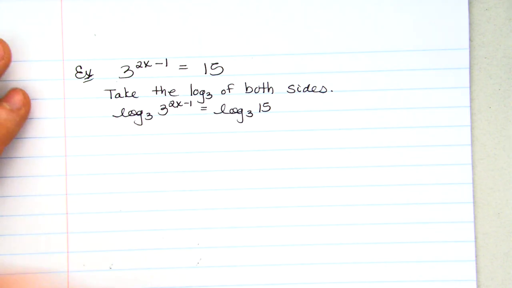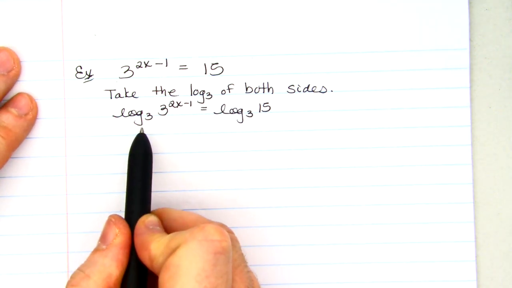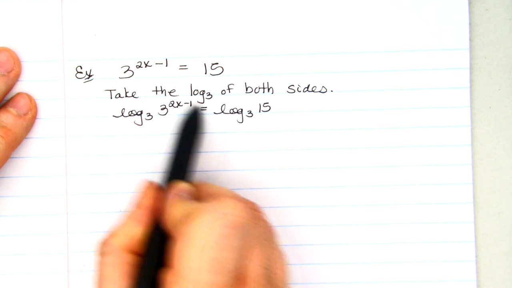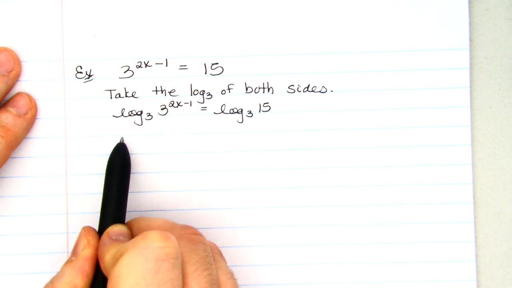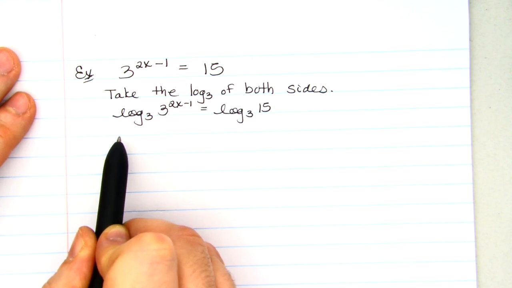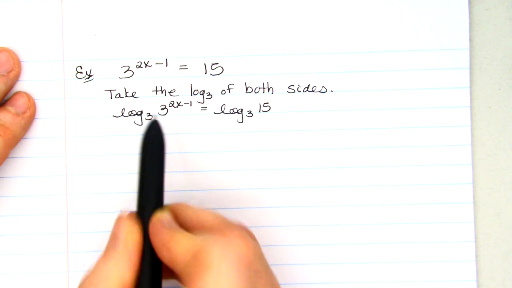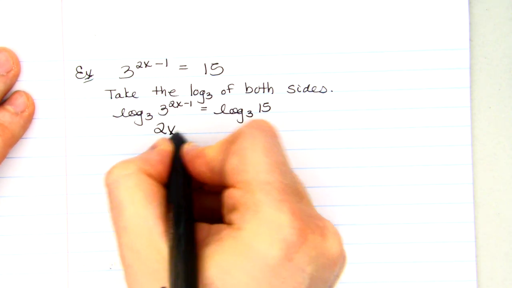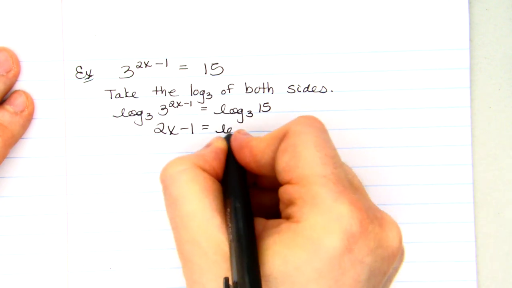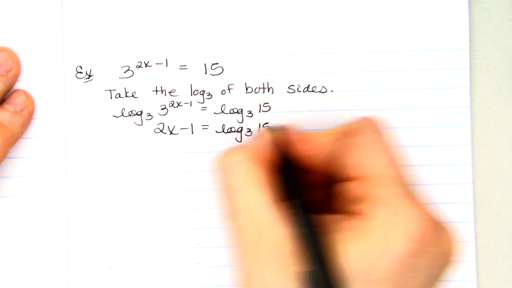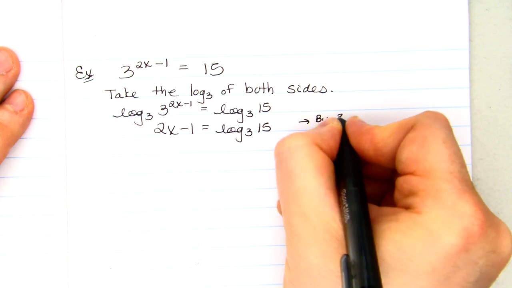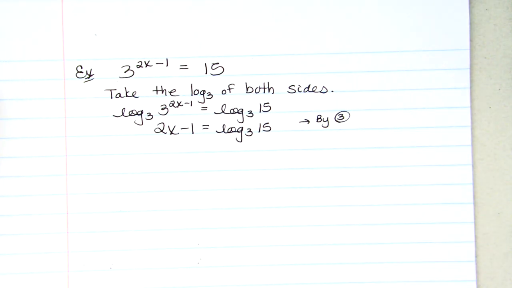Now, by my inverse property, what does the left side become? 2x minus 1. The whole reason I'm taking the log base 3 of both sides is because I want to cancel out that 3. I'm going to get 2x minus 1 equals log base 3 of 15. And this is all by my third property that I gave you, the inverse property of logs. Logs undo exponential functions.